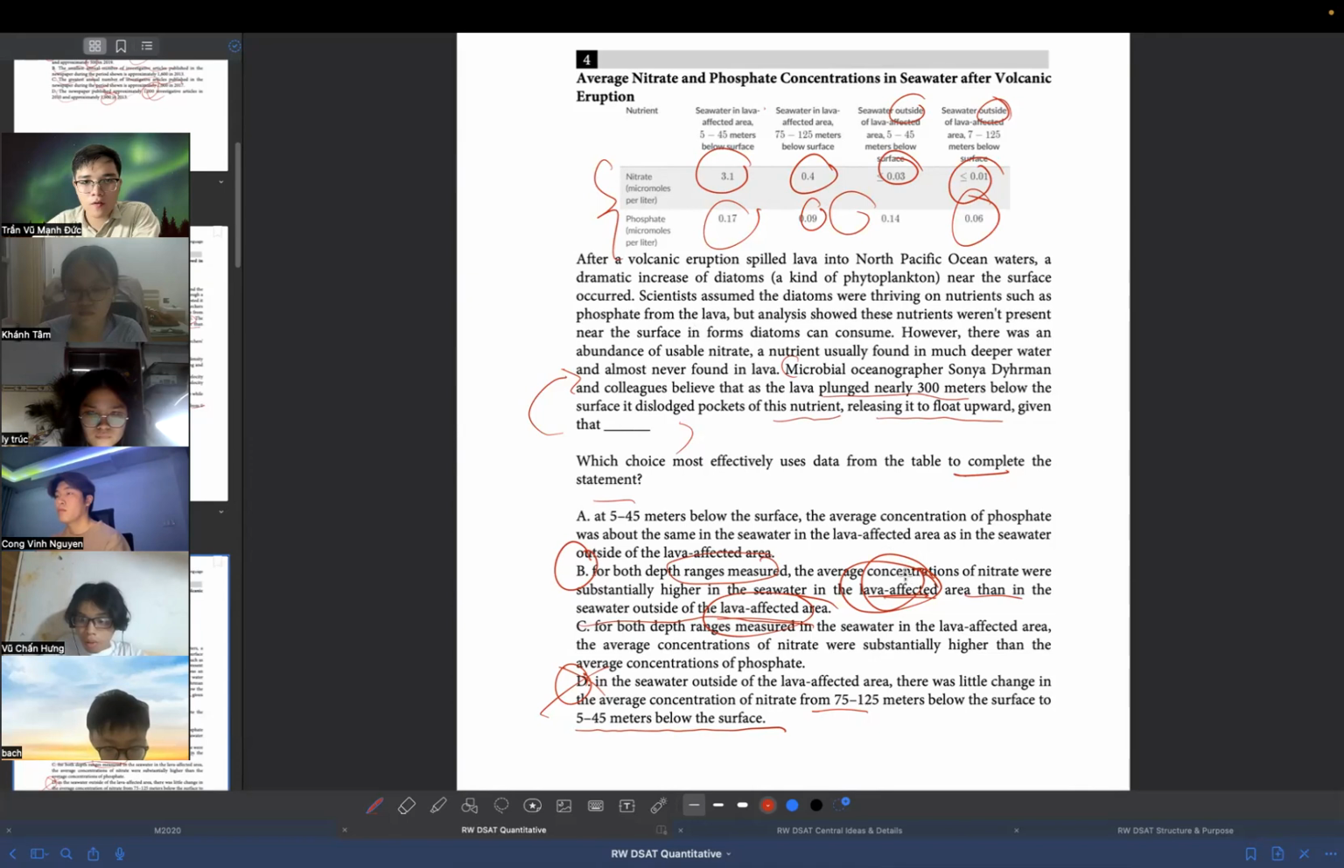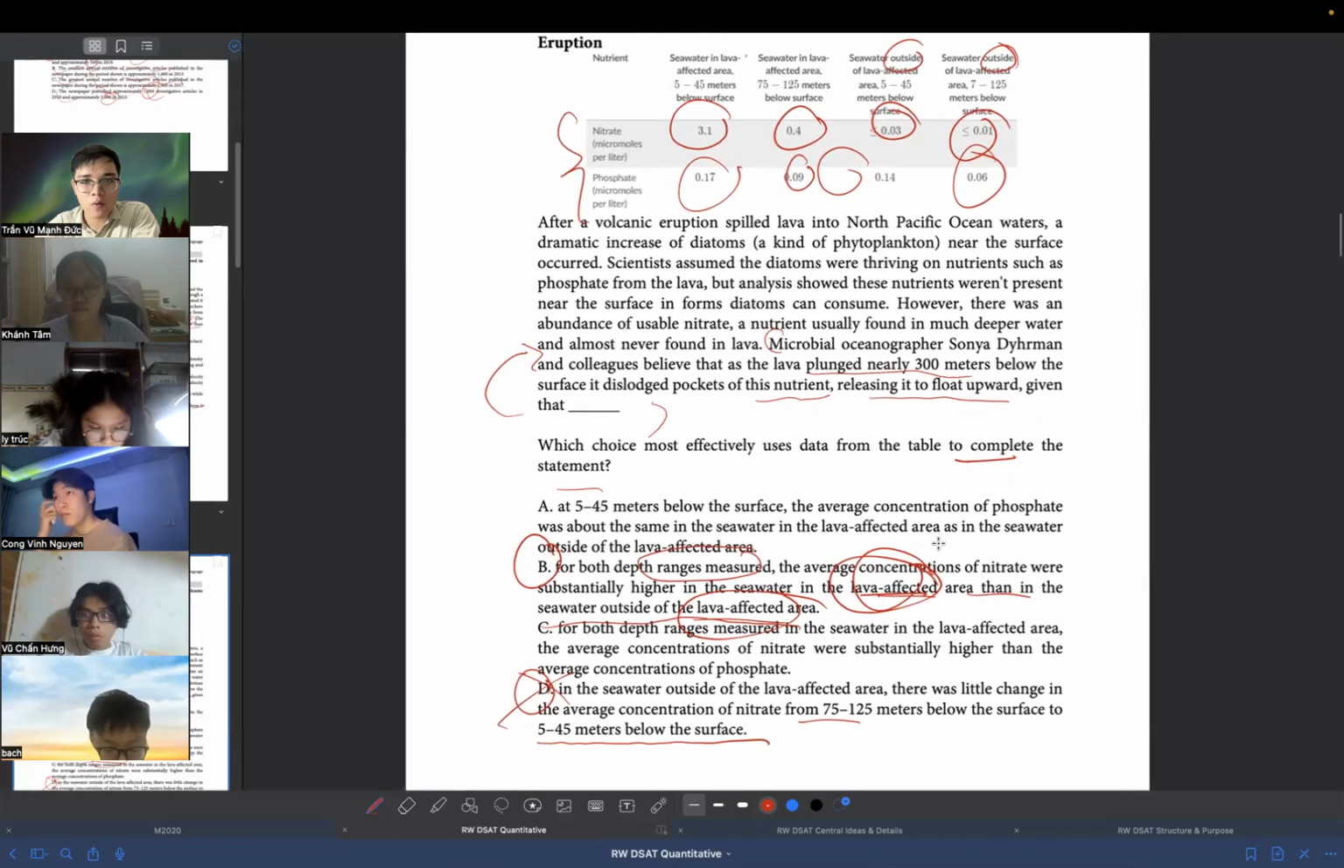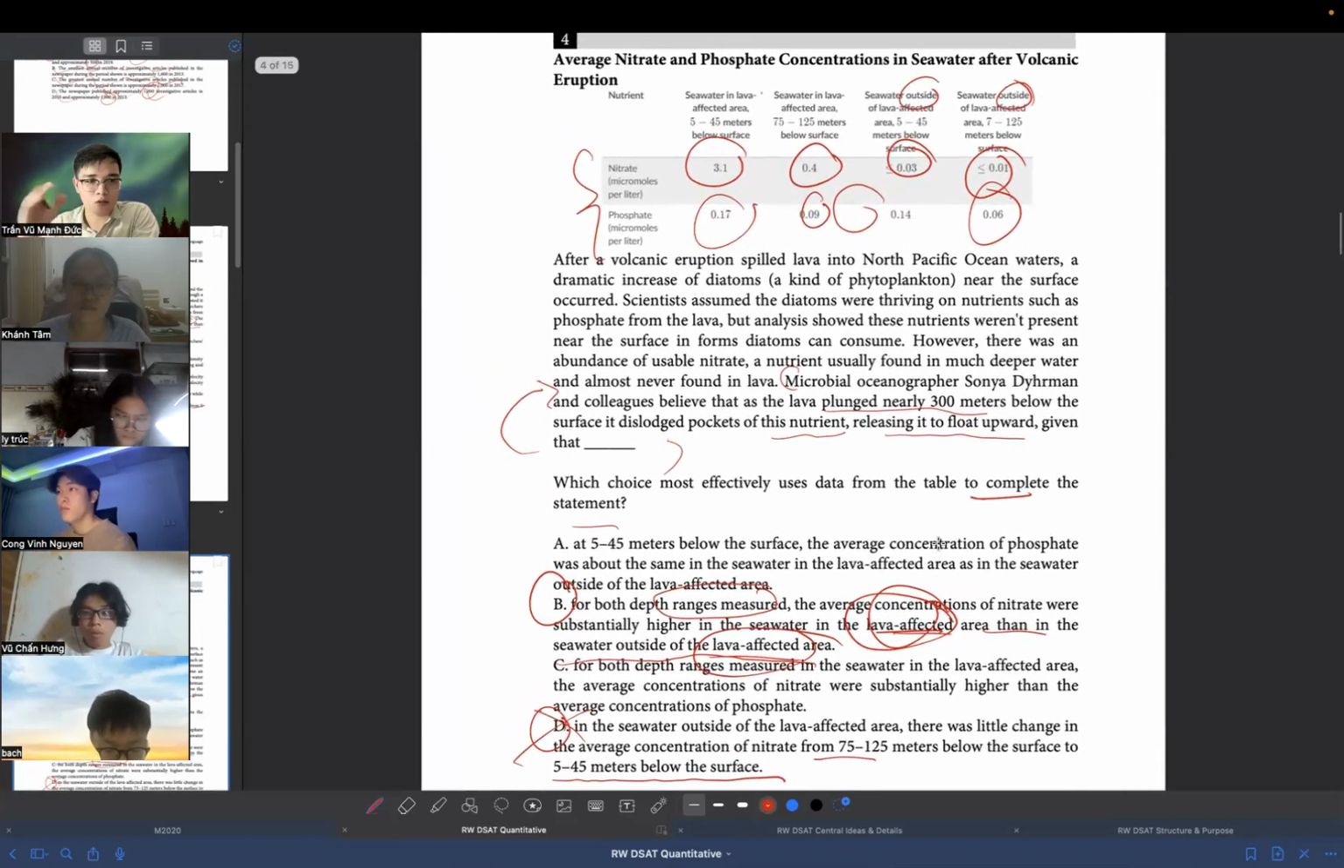Remember, when we look at such a long question like this, try to look for what you're going to distinguish between two. Because in this one, they are trying to prove that the lava makes the nutrients go up. That means you're going to have to compare the areas in which the lava is affecting and the area outside of which the lava is affecting. So in this case, we cannot measure different depths in the same area. We have to measure the same depth in two different areas. In this case, B is the only one that's doing that.